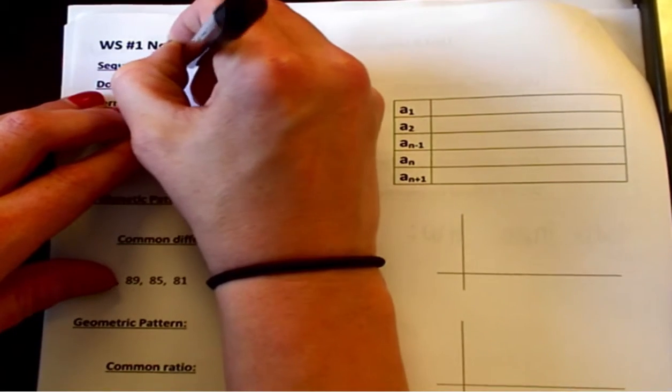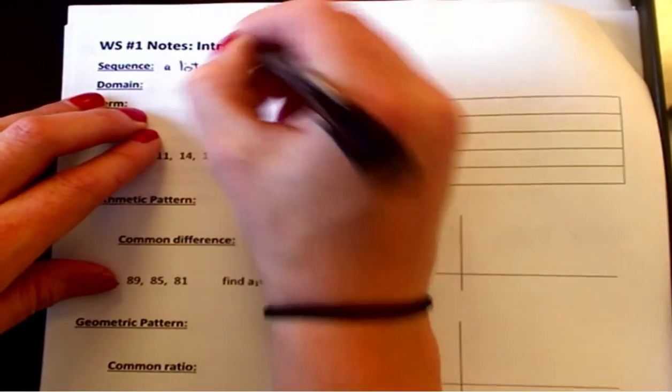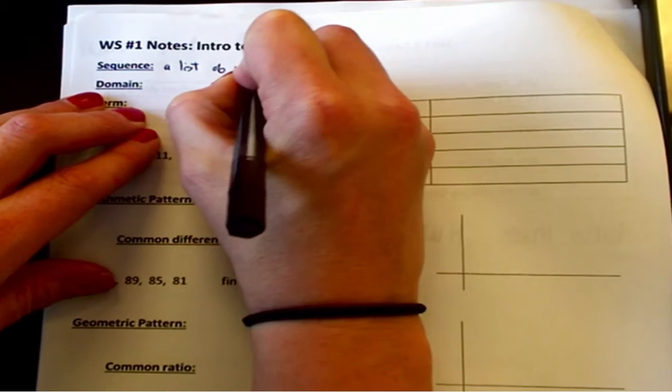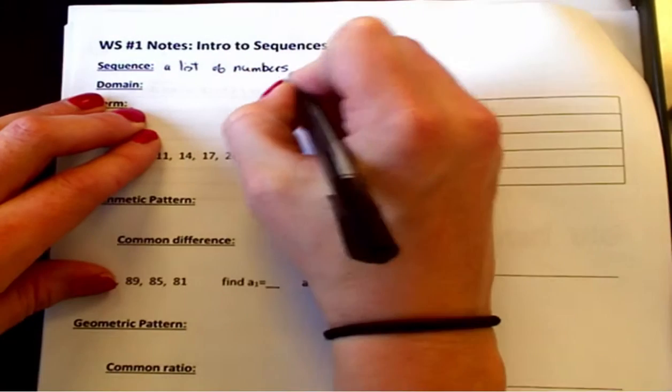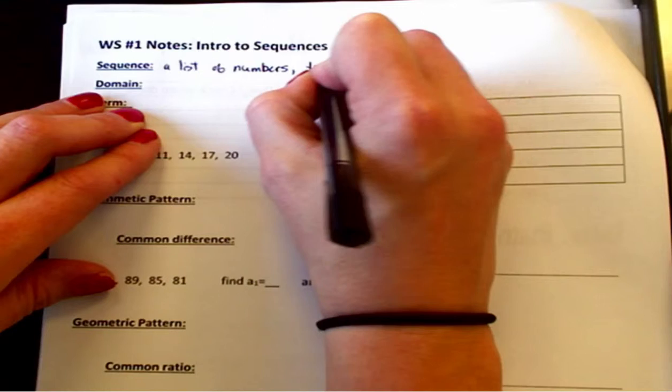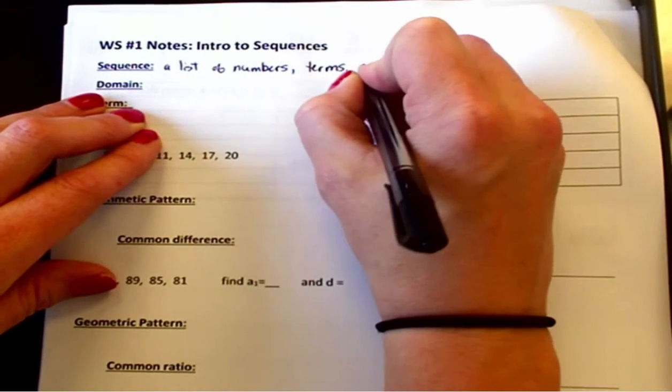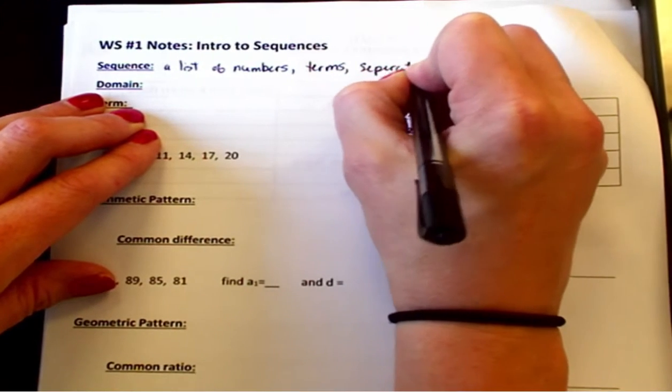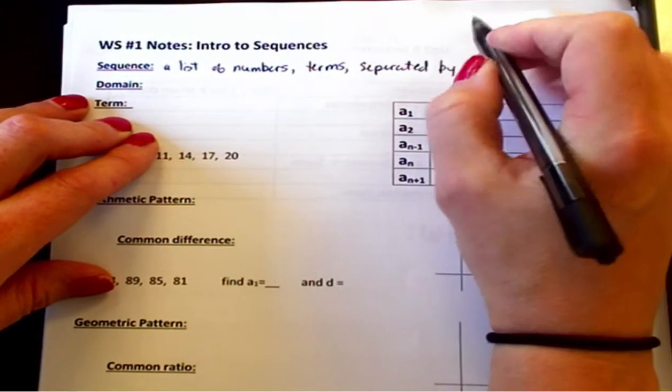A list of numbers called terms, separated by commas.